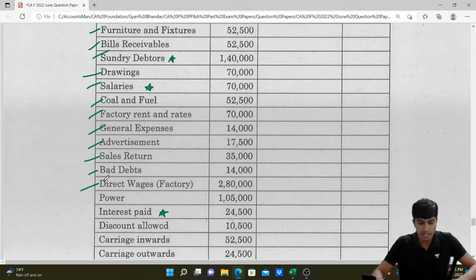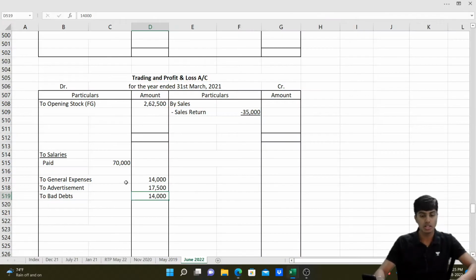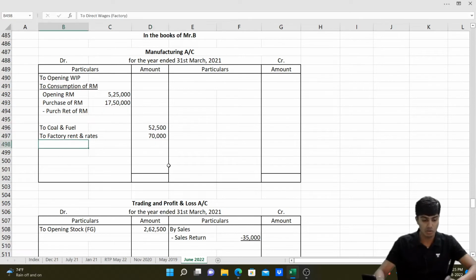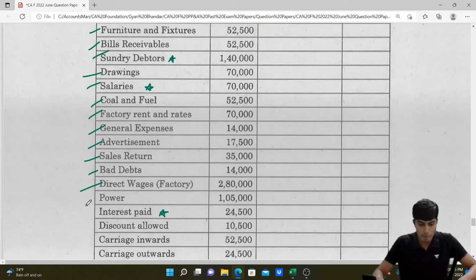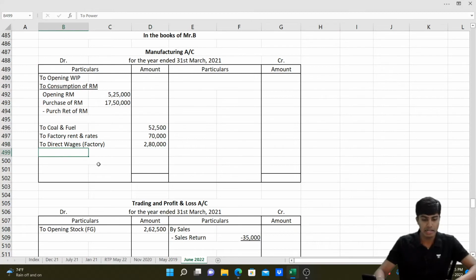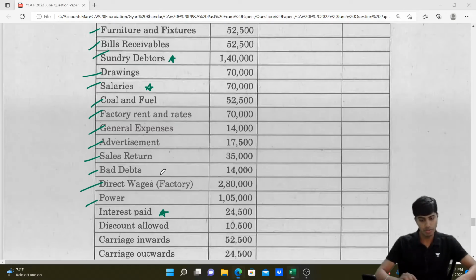Done. Then we have direct wages. These are paid at the factory. Manufacturing expenses of 2,80,000 to be written in manufacturing account on the debit to direct wages factory 2,80,000. Then we have power. This is also expenditure for manufacturing 1,05,000. I'll write it in manufacturing account on the debit to power 1,05,000 rupees.